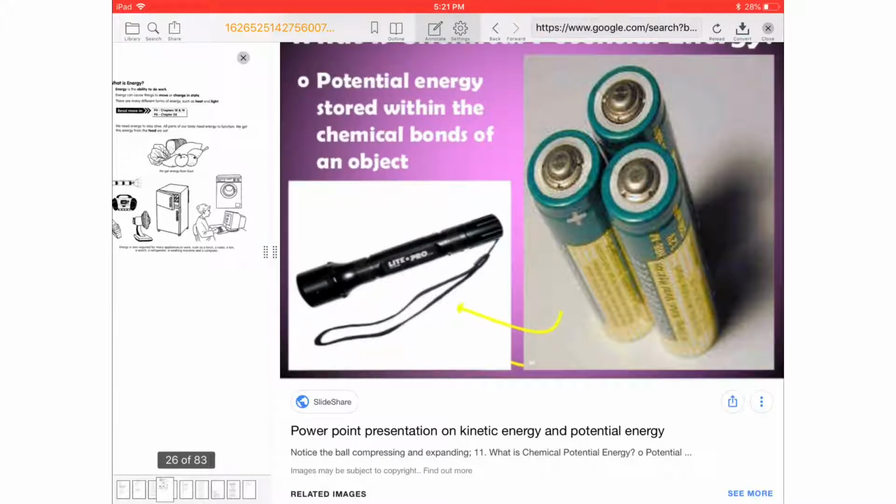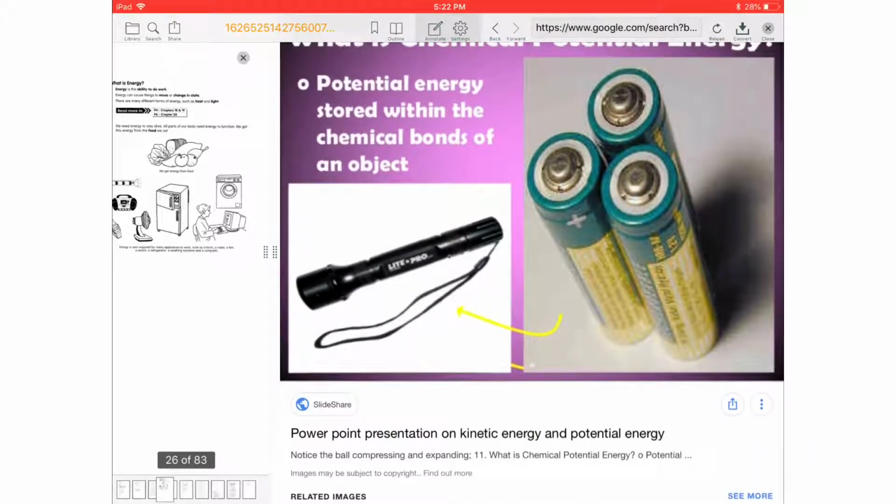You cannot. Potential basically means it's hidden inside the battery. You cannot see it, and you also cannot see what it can do. But when you put it into the torch light, for example, and you turn it on, you can see that this chemical potential energy is converted to light energy. So this is one type of hidden one, chemical potential.